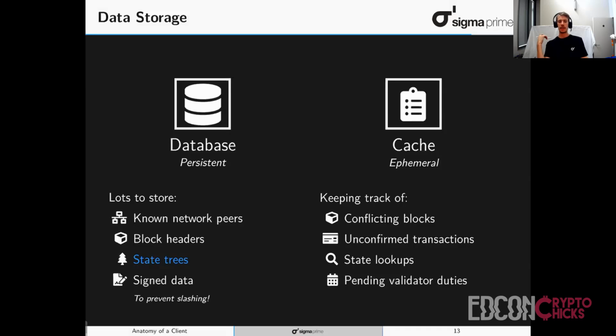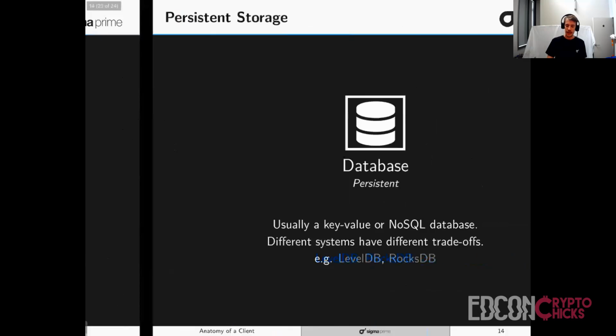There are a lot of other things that we don't necessarily need to save to disk, like the unconfirmed transactions that are floating down the network, different forks and different blocks that we might have heard from different people that we don't necessarily include in our chain, looking up the state of different variables as we're doing calculations, and maybe our duties calendar as it comes along as well. And so these two different types of storage have very different requirements.